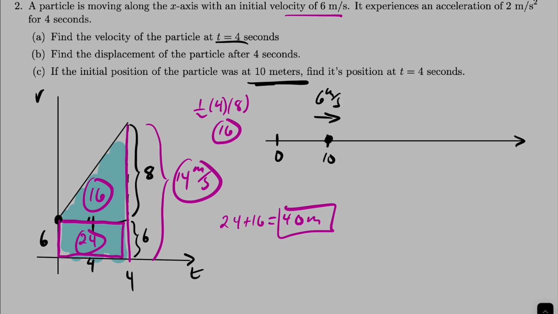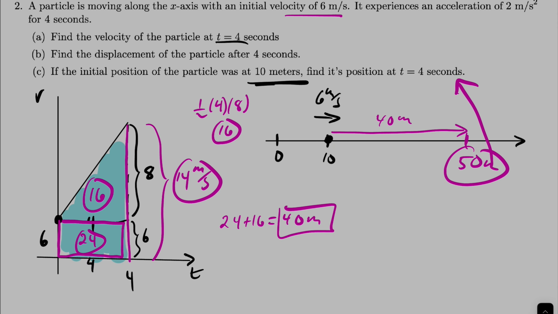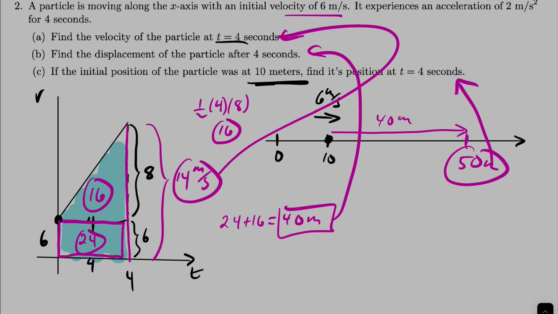So what does that mean? That means from 10, it moved ahead 40 meters. So where would it be now? 40 meters to the right of 10 would be at 50 meters. So that would be the answer for part C. This would be the answer for part B. And that would be the answer for part A. Wow, look at that. No equations in sight.